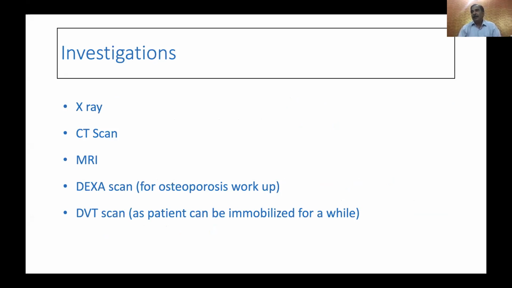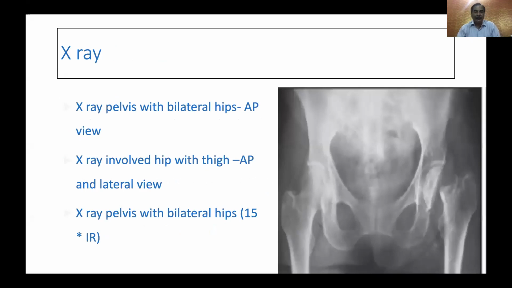And it is not infrequent for us to find patients coming to us with a neglected neck fracture to come with a DVT. So the X-rays should be taken. Recommended is the pelvis with both hips AP view, then involved hip with thigh AP and lateral view, and X-ray pelvis with bilateral hip 15-degree internal rotation. So you can actually skip the top one and just take X-rays with the internal rotation.